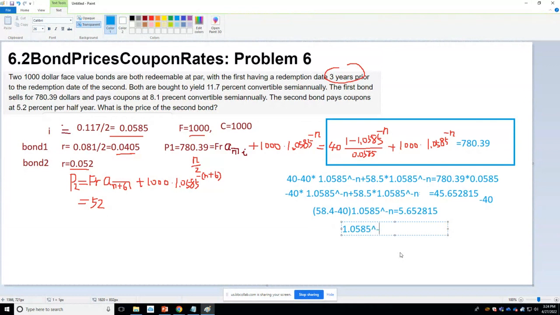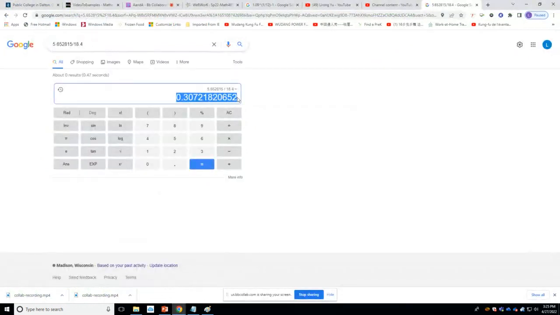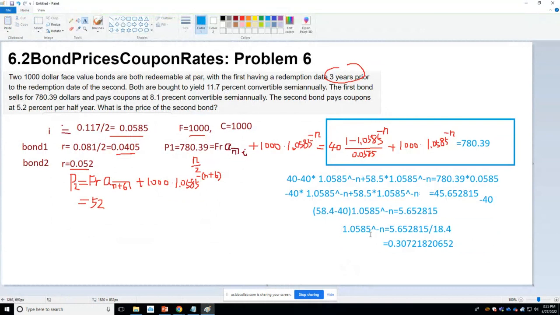So 1.0585. I'm sure you can solve this a lot quicker, but this is my lengthy process. We got the left side of 5.652815 divided by 18.4. We calculate that just to allow us to eventually calculate the n. This is what we have. Alright, now that equals the right side.